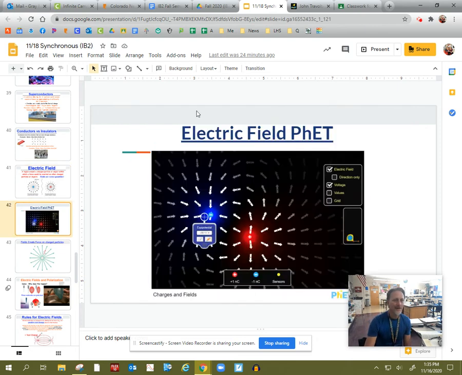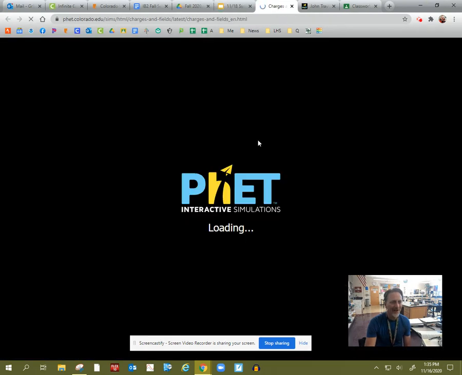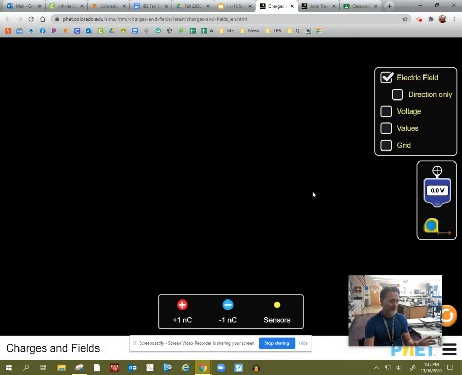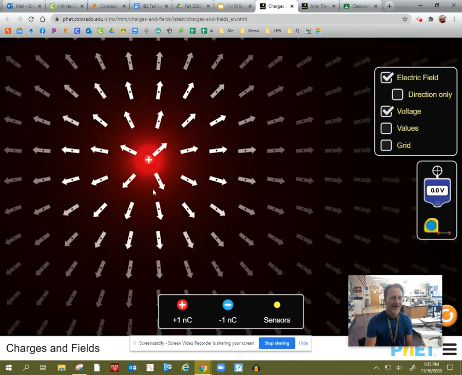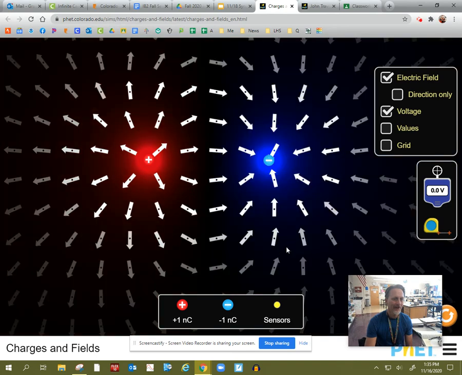Now, I have a sim here to play with, and you can check it out. You're going to want to memorize these rules about how fields work. But if I take a positive charge and put it out there, you're going to notice that the field lines go away from the positive charge. If I put the voltage on there, you can see the strength of the field is the dark red, and then it decreases with distance. And then I put a negative charge on there, and you can play with this, and you can see that all the field lines go into the negative charge, and you can see its strength too.